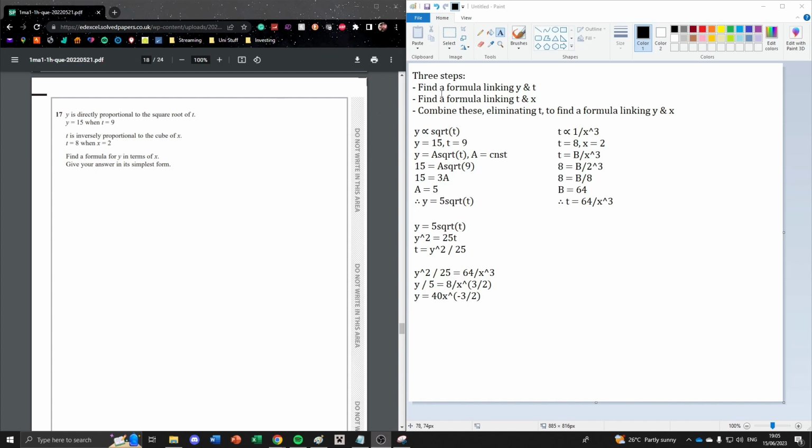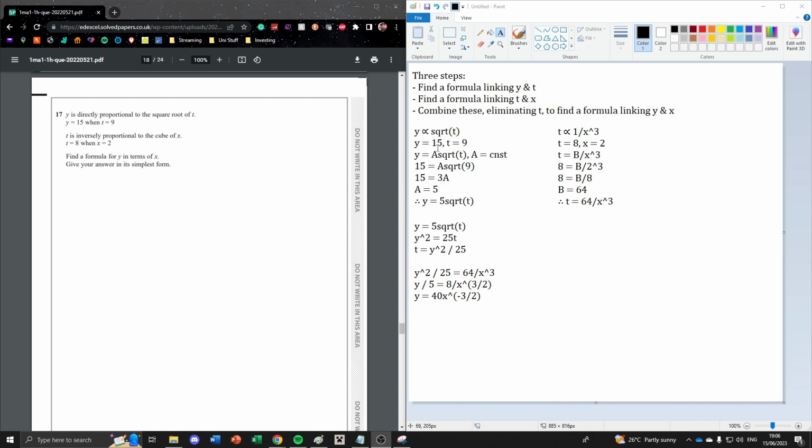So we can break this problem down into 3 steps. First of all, we need to find a formula linking y and t. Then we need to find a formula linking t and x. And finally, we need to combine these in a way that eliminates t to find a formula linking y to x. So first of all, we can say, of course, that y is proportional, so that's what this symbol means, to the square root of t.